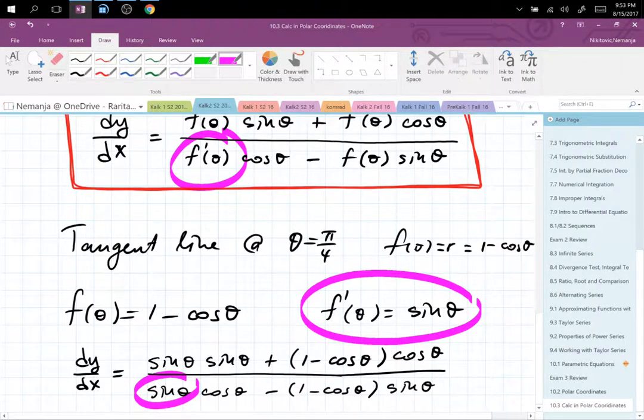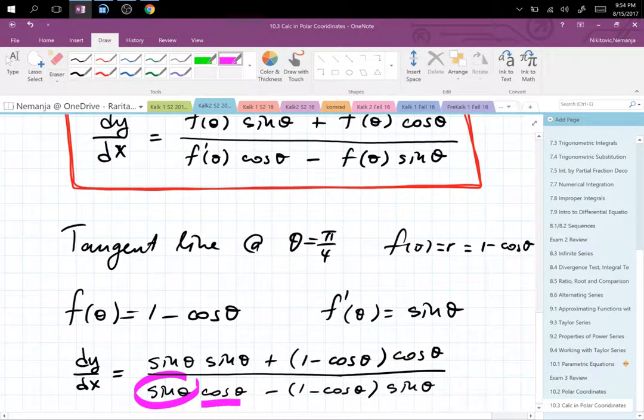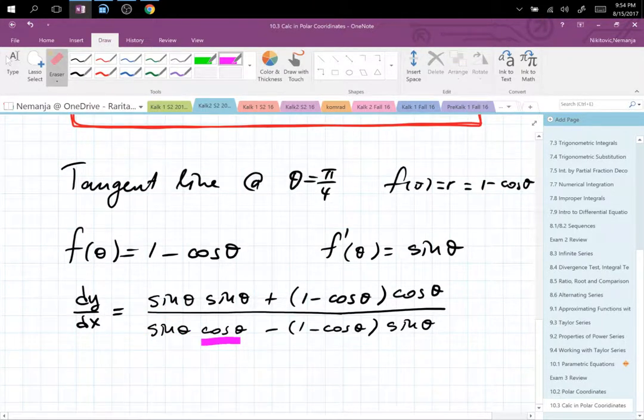Plug in. And then the cosine was there. Copy. Minus. Right? So we plug everything in. Try to simplify algebra a little bit.